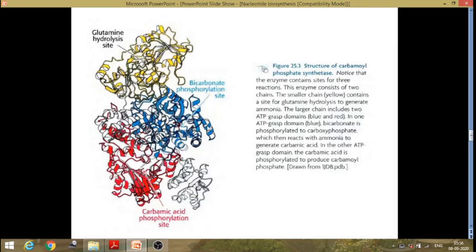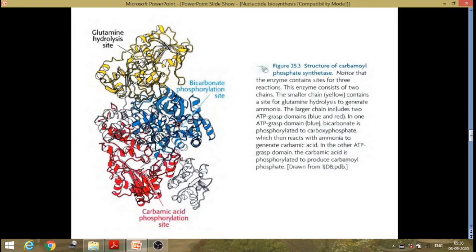So let us have a look at the structure of carbamyl phosphate synthetase. This is a secondary structure of the enzyme, and this is one enzyme which carries the active site for three reactions. So it has three catalytic sites. The one which catalyzes hydrolysis of glutamine, and the second one in blue color which catalyzes phosphorylation of bicarbonate anion, and the third one which carries out phosphorylation of carbamic acid.